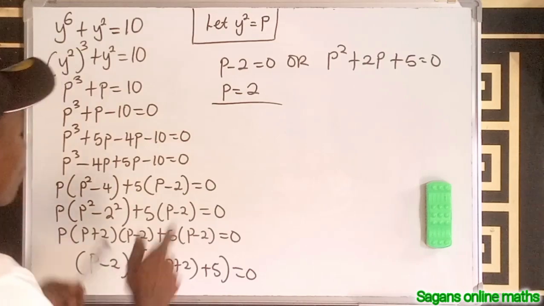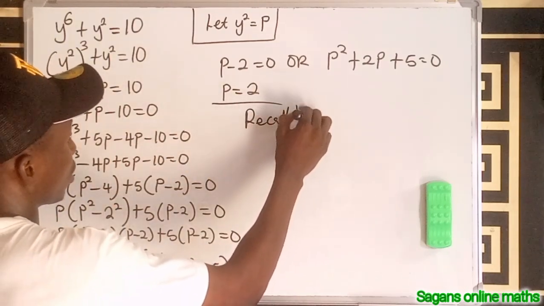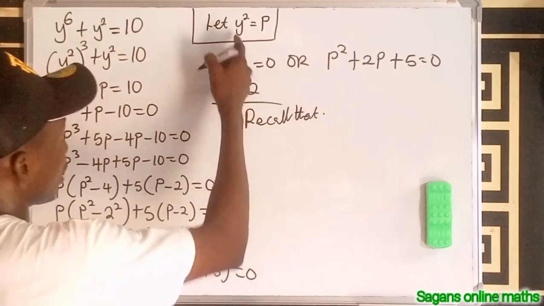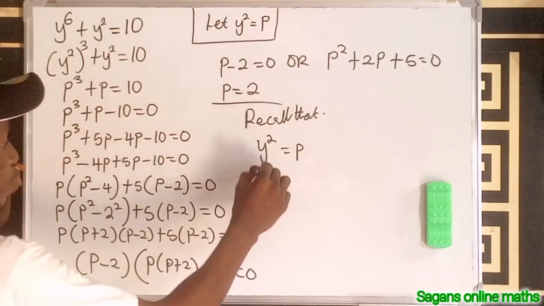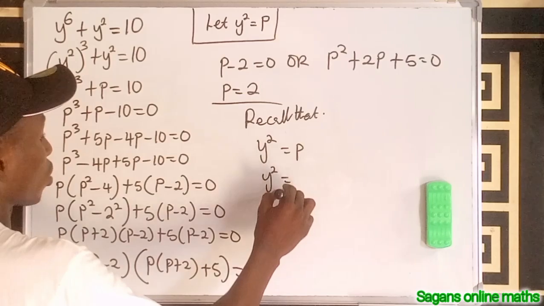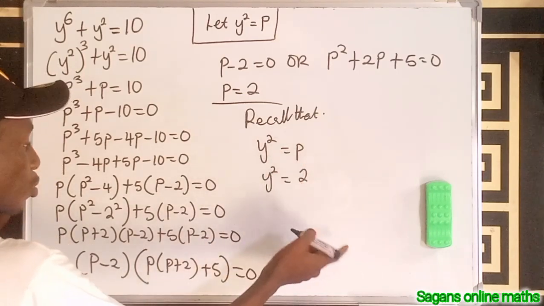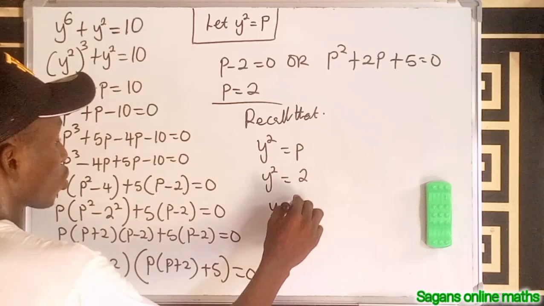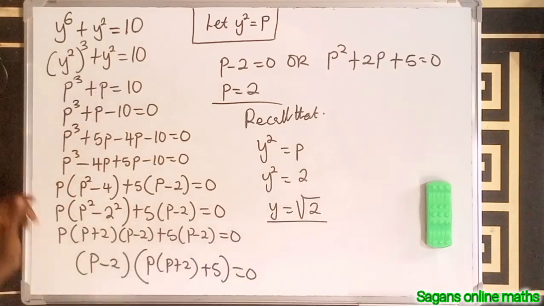Now at this point, when p is equal to 2, we recall from here that y to the power of 2 is equal to p. But our p is 2. That means y to the power of 2 is equal to 2. And for us to have the value of y, just take the square root of both sides. It means our y is equal to the square root of 2, which is root 2. This is the value of y.